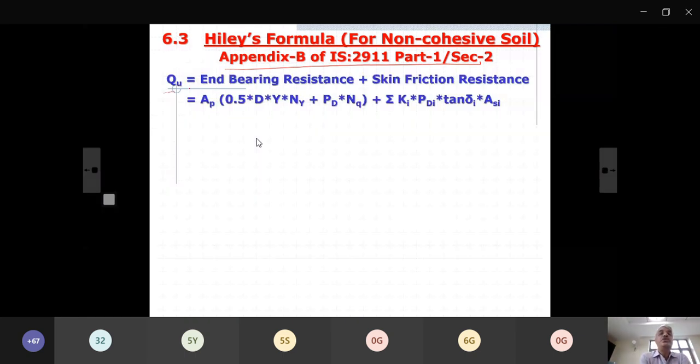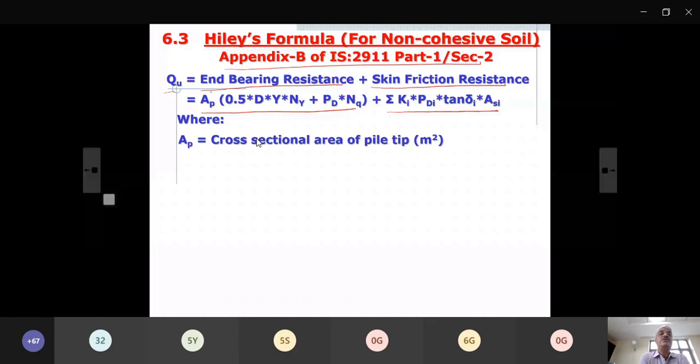This says QU is end bearing resistance plus skin friction resistance. End bearing resistance is given by this formula, and skin friction resistance is given by this formula. We will see one by one. Of course, very simple. AP is my cross-sectional area of pile at the tip.